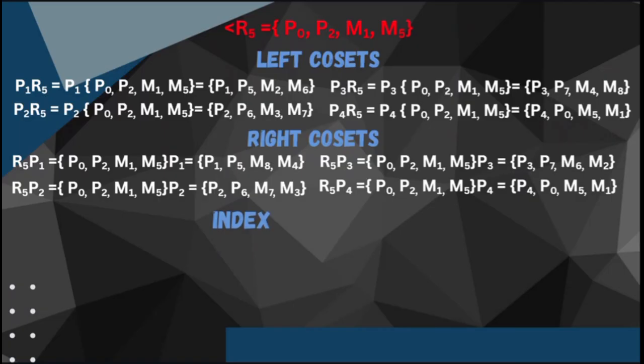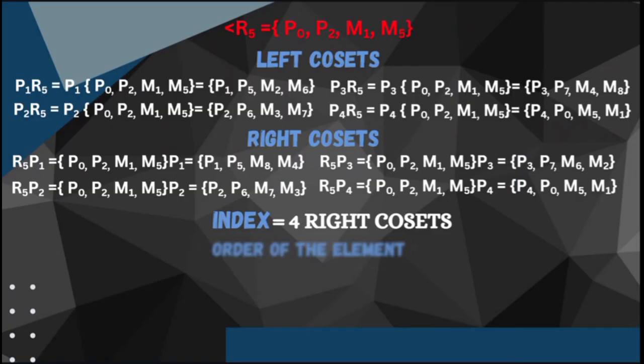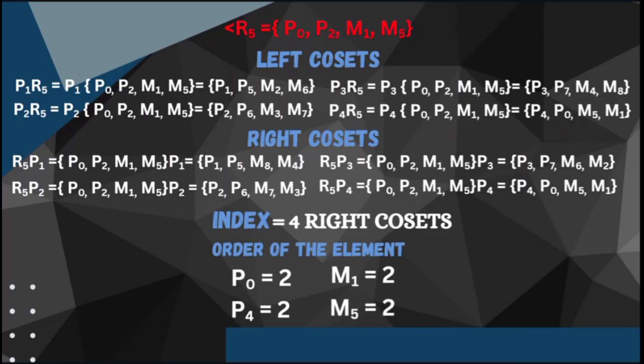Proceed to the index. We have 4 right cosets: 1, 2, 3, 4. We have a total of 4 right cosets. For the order of the elements, we have row sub 0, we have 2, row sub 4, we have 2, mu sub 1, we have 2, mu sub 5, we have 2.